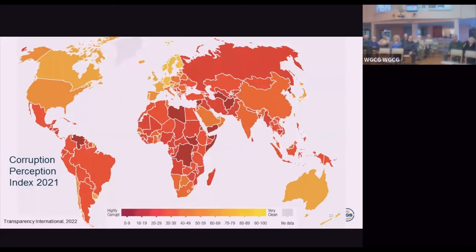So, how do we measure corruption? It's quite a difficult thing to do, right? You can't go to the government of China and say, how corrupt are you on a scale of 1 to 100? And they're not going to answer. No country will answer that. So it's a notoriously difficult thing to measure.